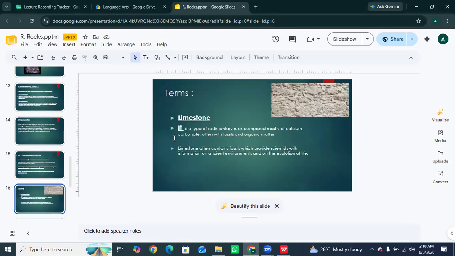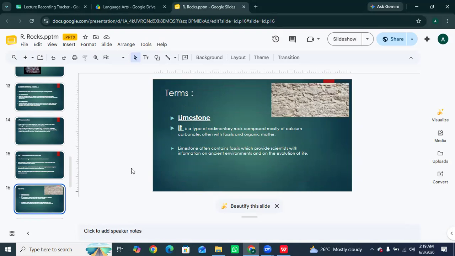Okay, so the next one is limestone. What is limestone? It is a type of sedimentary rock composed mostly of calcium carbonate, often with fossils and organic matter. Limestones often contain fossils which provide scientists with information on ancient environments and on the evolution of life.